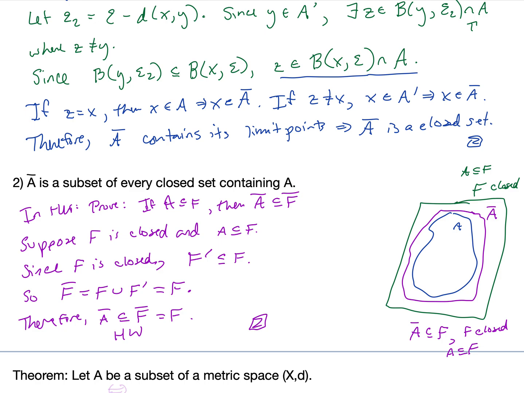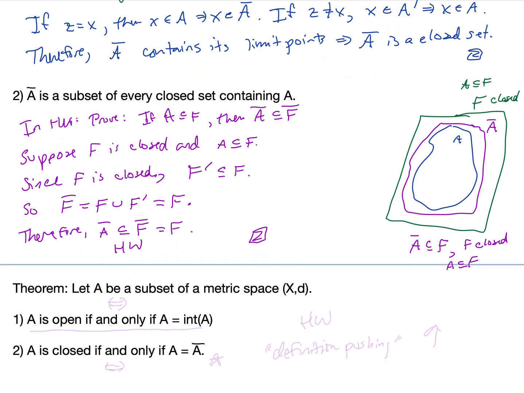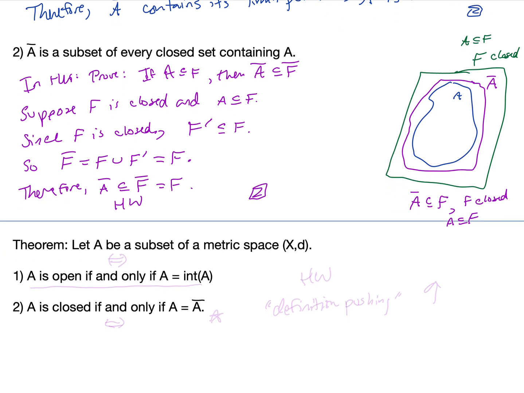Okay, one more theorem about the closure of a set and the interior of a set. So let A be a subset of a metric space (X, d). Then part 1, the set A is open if and only if A is equal to the interior of A. Part 2, the set A is closed if and only if A is equal to A closure. So again, this also is going to be homework. And both of these are what I would call definition-pushing proofs. So these are obviously bidirectional. We have to show both directions.